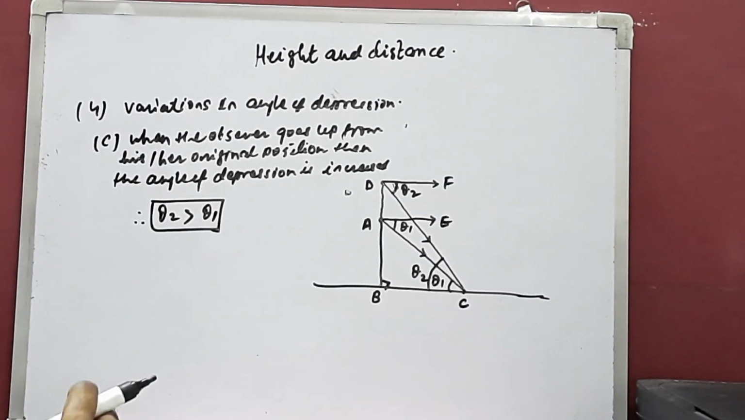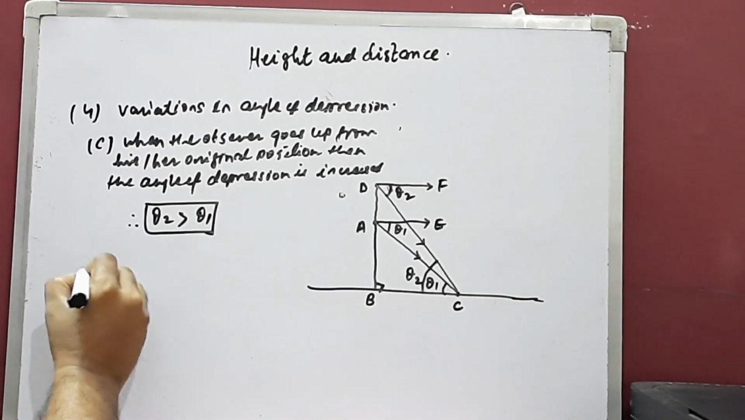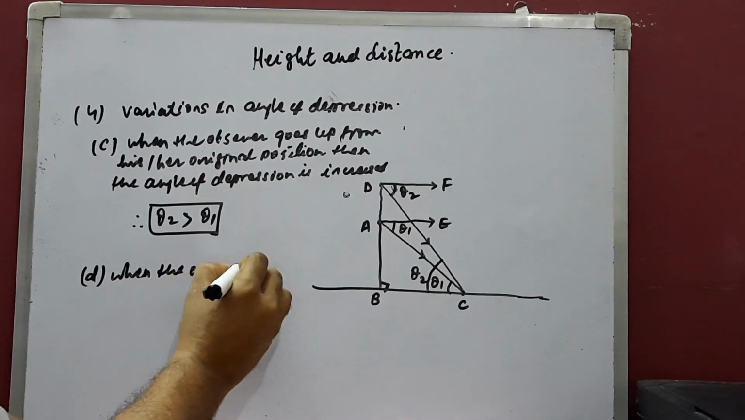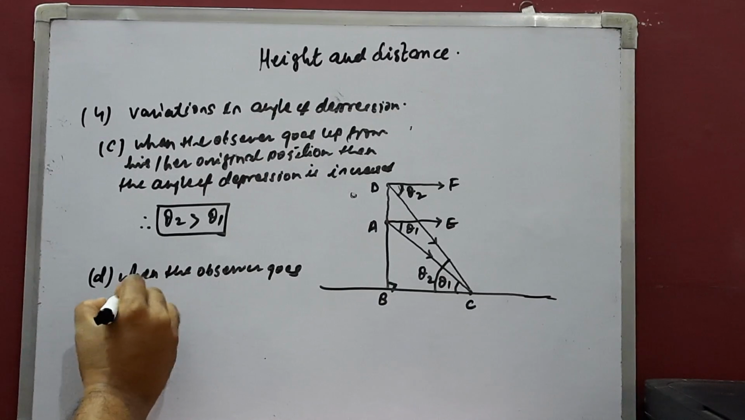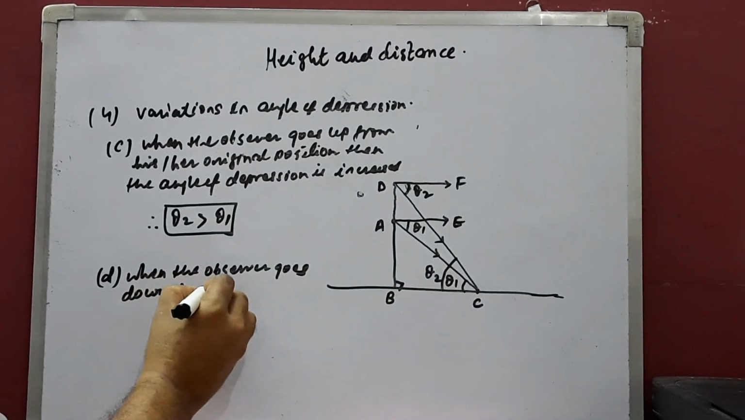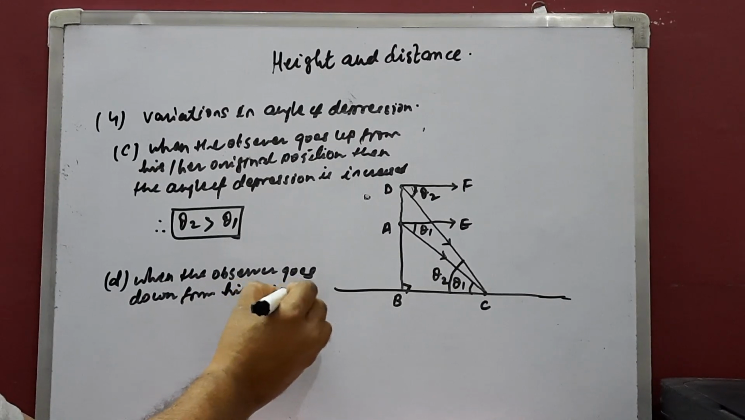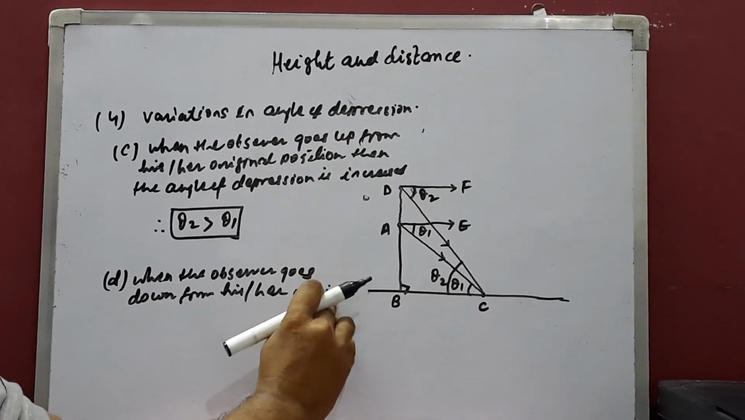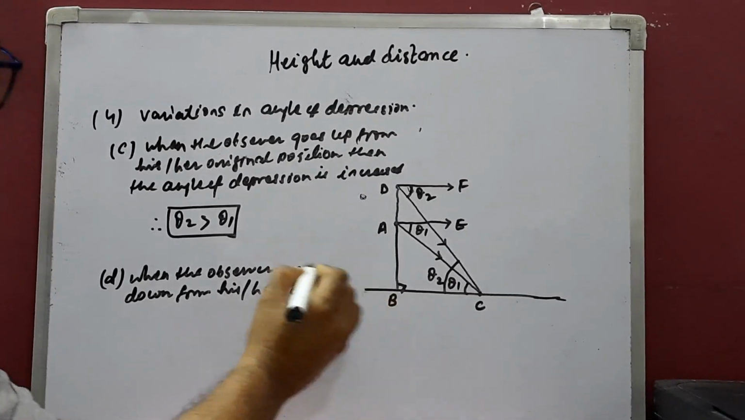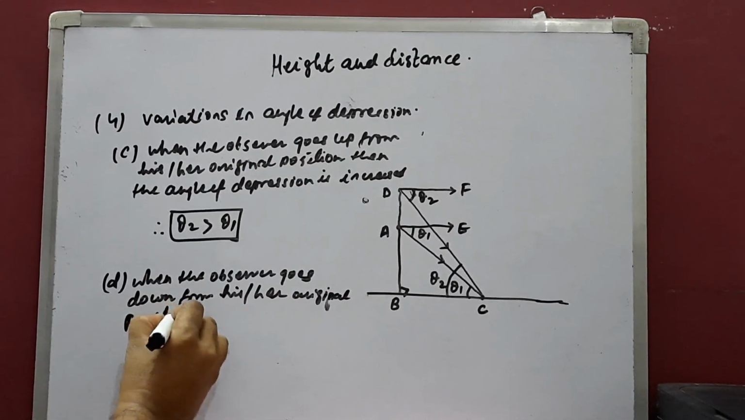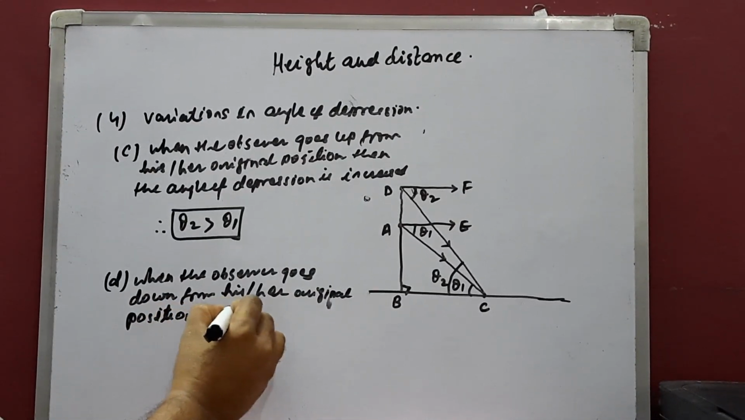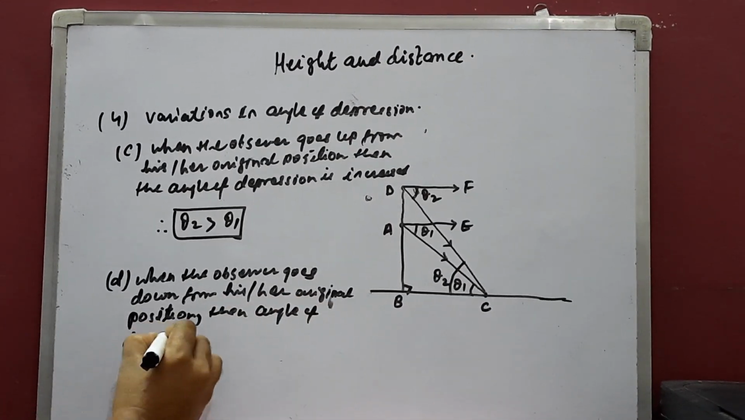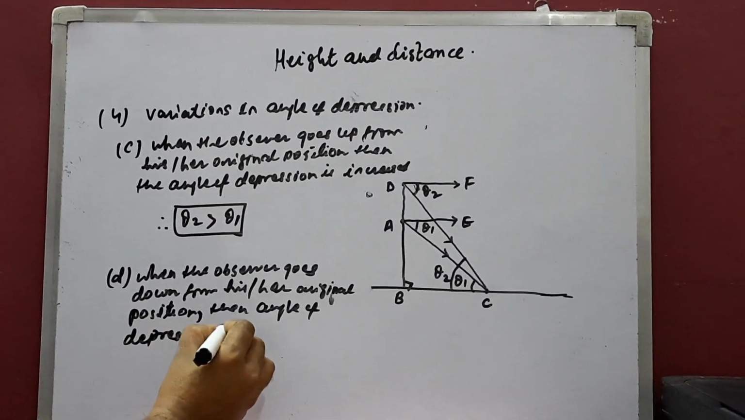And now in final D, when the observer goes down from his or her original position, then the angle of depression is decreased.